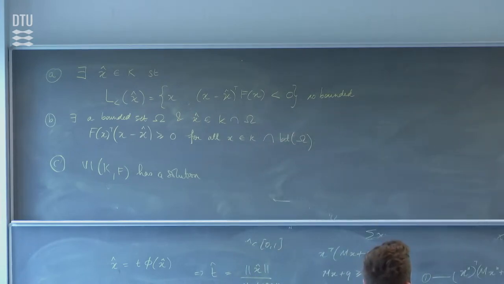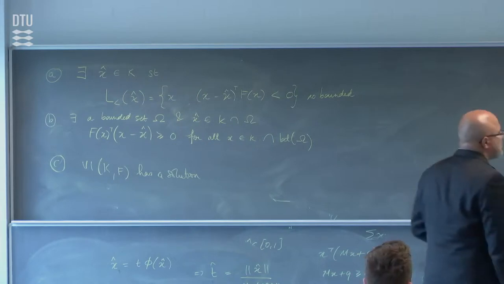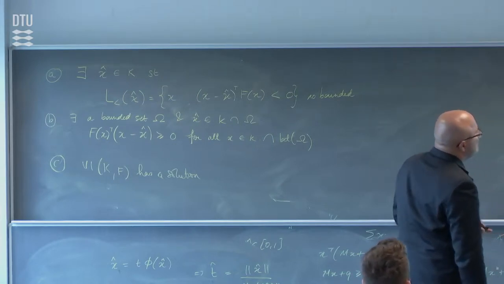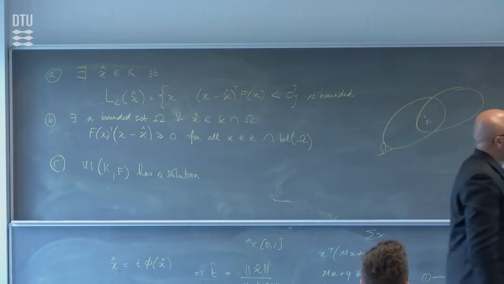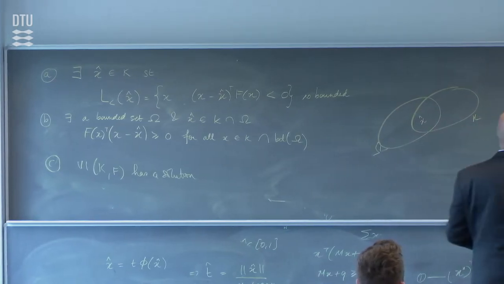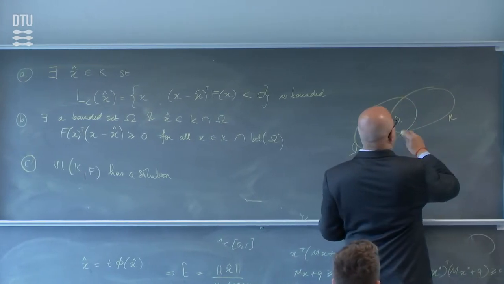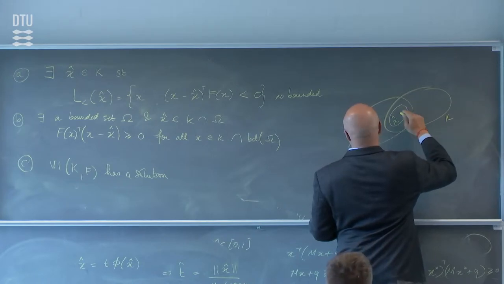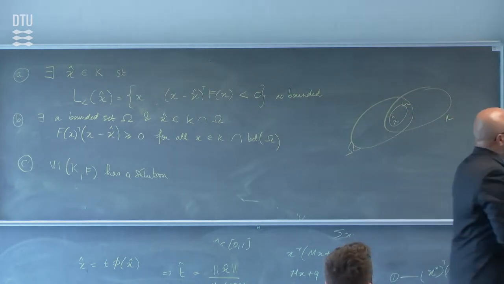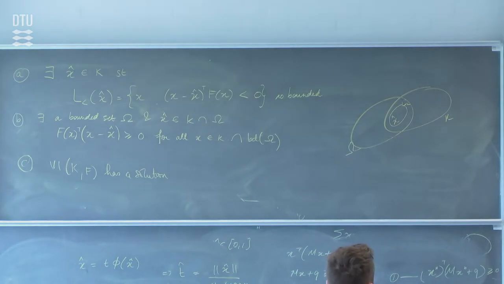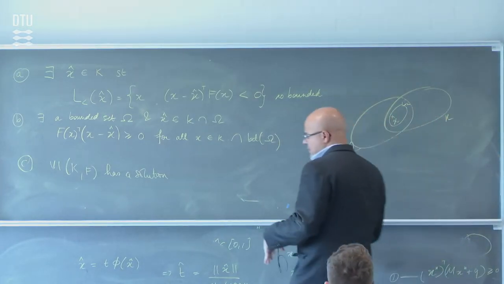So if you look at this, I've got some omega, I've got some set, and we have that x hat lies in K intersection omega. This is x hat. And L less than has to be such that it lies inside this boundary. Okay, so A implies B is, let's go ahead and do that.